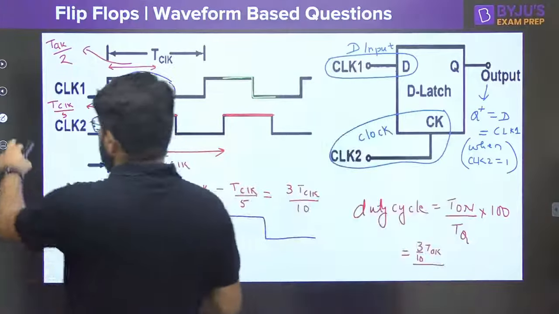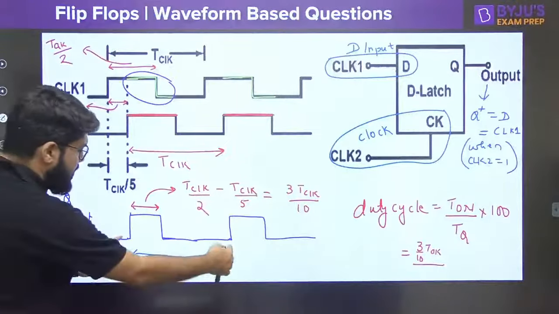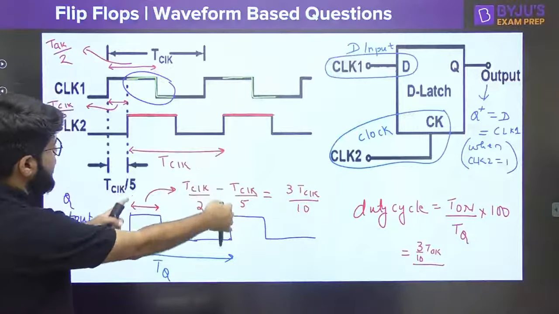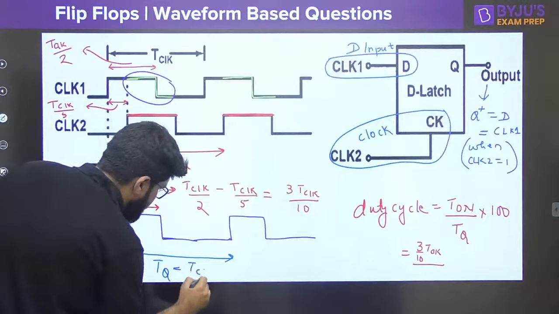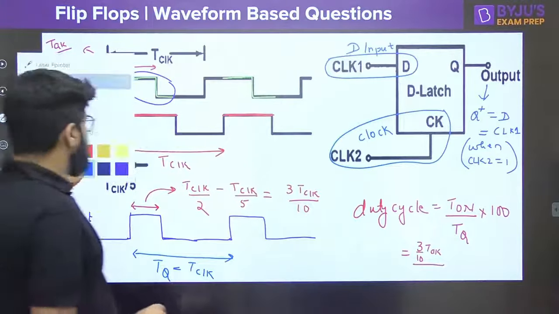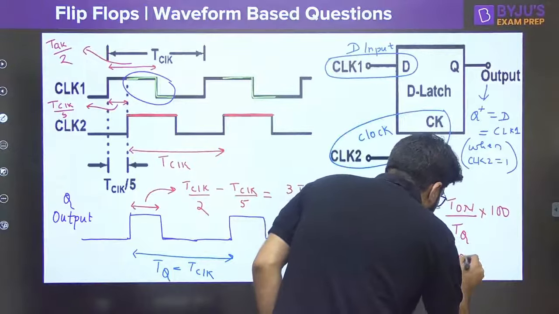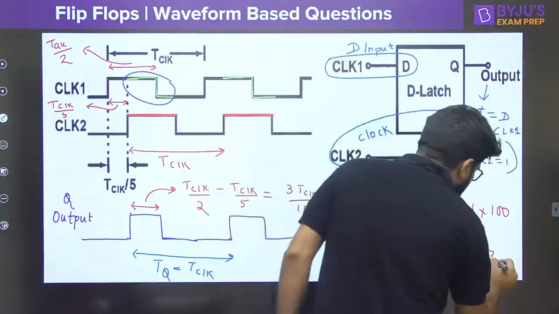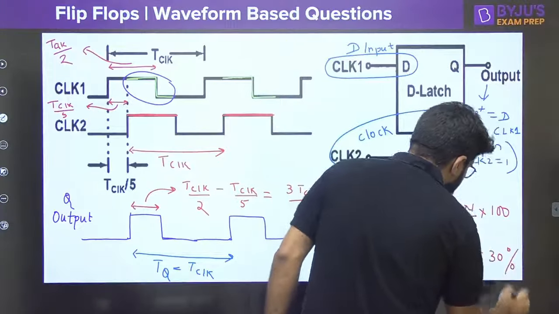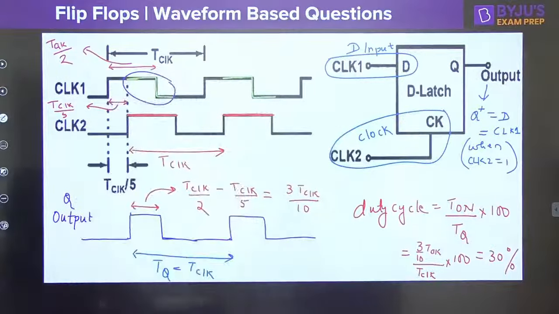Now, how much is the total time period? Let me write down this answer here. This is the complete clock time period, which is equal to the complete T clock. So T clock and T clock cancel. 3 by 10 of 100 is known as 30%.